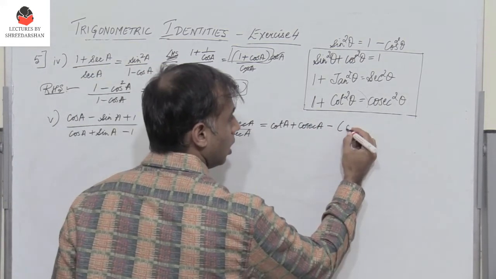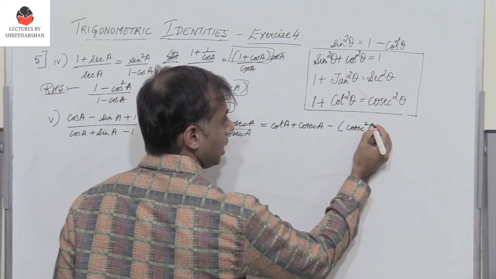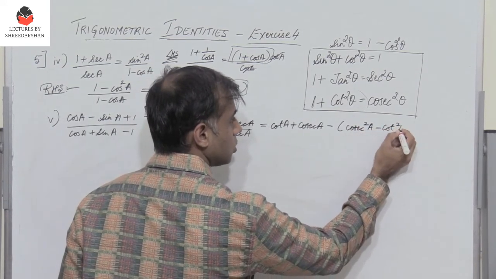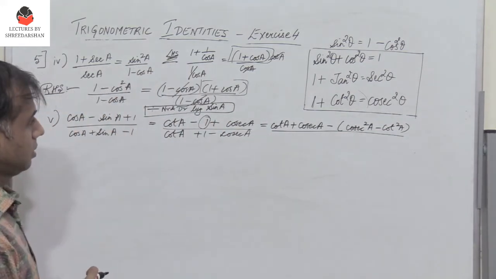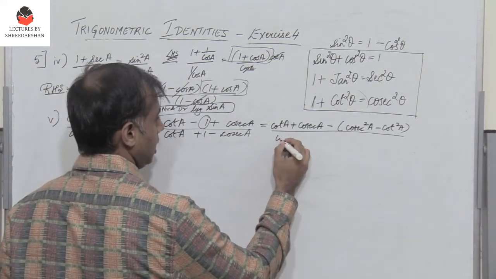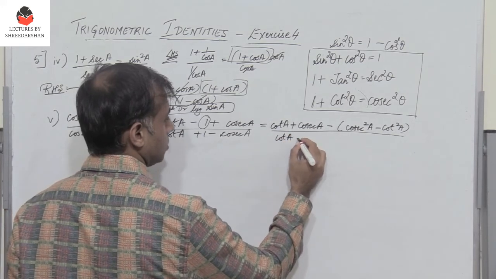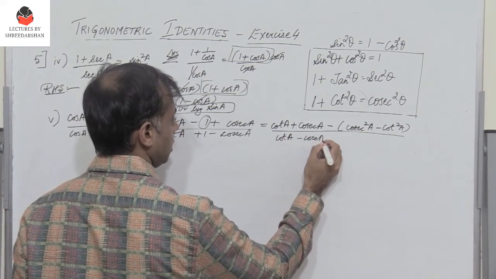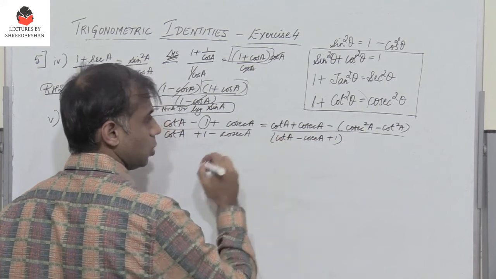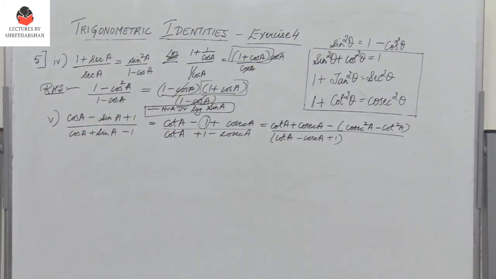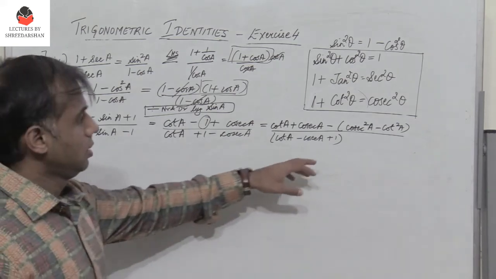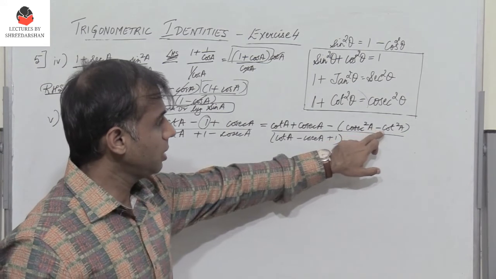What is 1? 1 is cosecant square A minus cot square A. This is what I have. So again here I have cot A minus cosecant A plus 1. So this is what we have got. Okay, so now I have cosecant square A minus cot square A. So what can be done? So here I have cosecant square A minus cot square A.